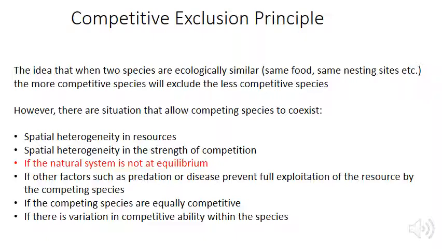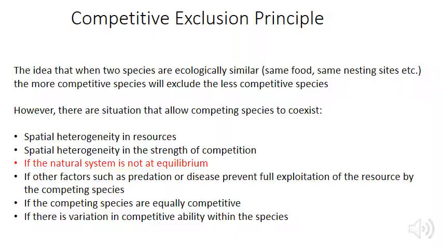Another mechanism that allows for coexistence of species is non-equilibrium conditions. So models like Lotka-Volterra assume that the competitive ability of a species remains constant through time. But of course that's not really the case in nature. So some species may become more competitive at different times of year, or as the climate changes, or as their population slowly rises. And so these shifts in competitive ability can allow for coexistence.